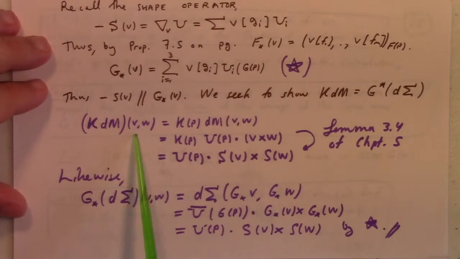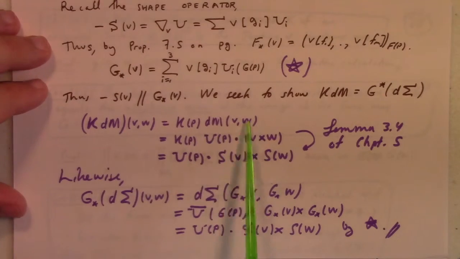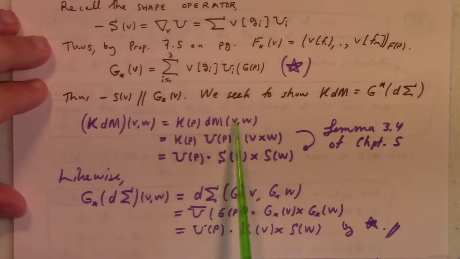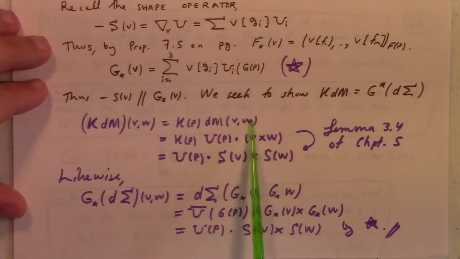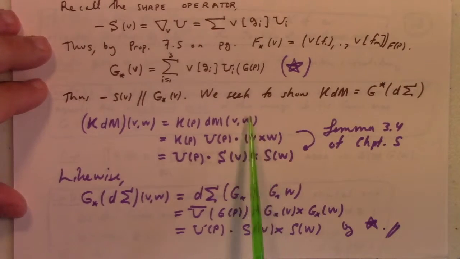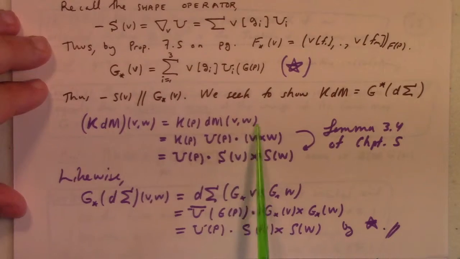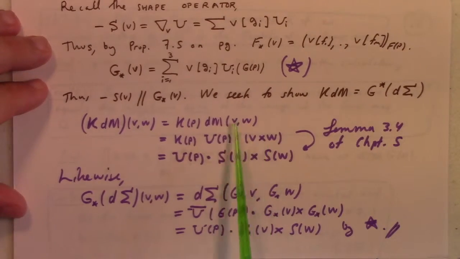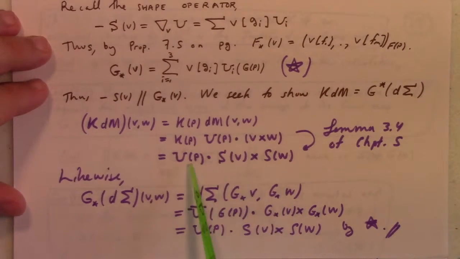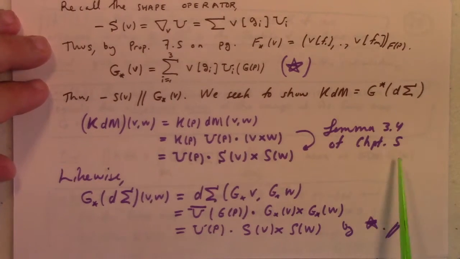K dM acting on V, W, first of all, is K of P times dM(V, W). That's just the definition of scalar multiplication. Then dM is U of P dot V cross W. That goes back to our discussion about how orientation is interchangeable between unit normals and non-vanishing two forms. That identity we derived in that discussion. It's just the unit normal dot the cross product of the vectors. But also, the unit normal dot the cross product of vectors was the shape operator of V cross the shape operator of W, dotted with U of P. That's Lemma 3.4 of chapter 5, I believe, if I trust myself. Sometimes I do.